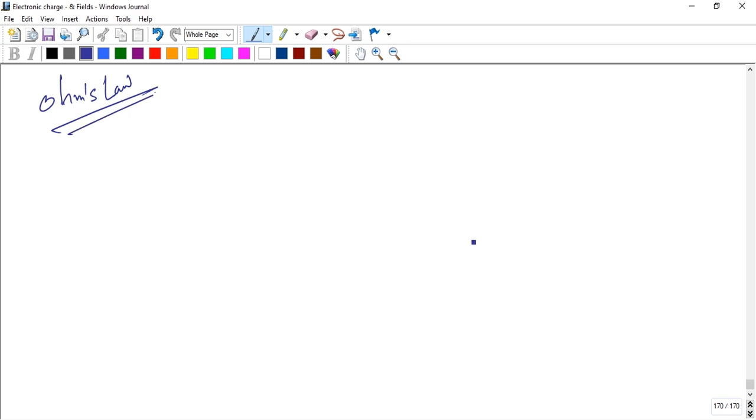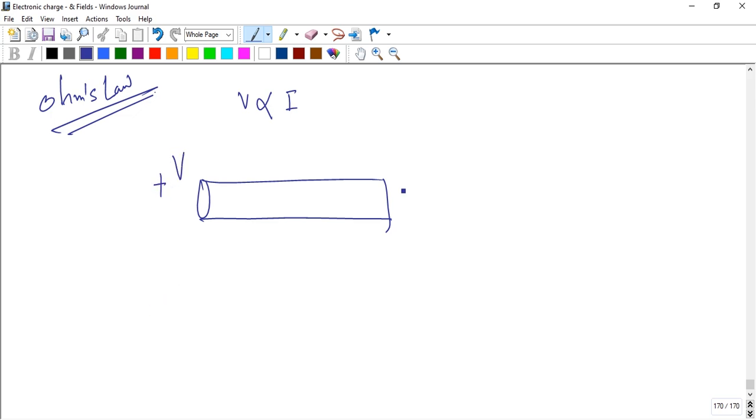In the previous class we discussed that V is directly proportional to I. If I choose a conductor here, the potential difference has a plus potential, a higher potential, and a lower potential. A free charge carrier, the electron, moves from lower potential to higher potential, and the applied electric field is in the direction from plus to minus.